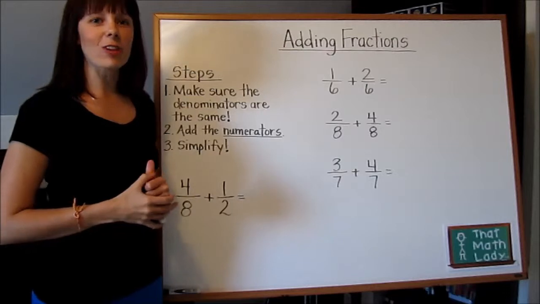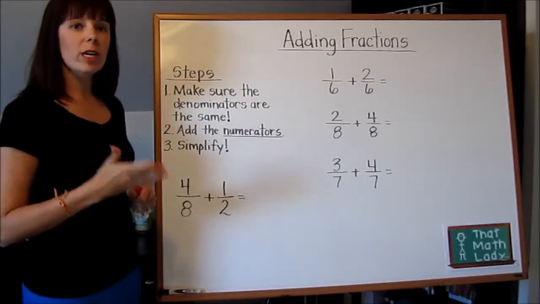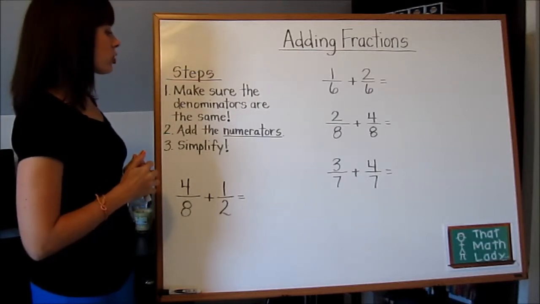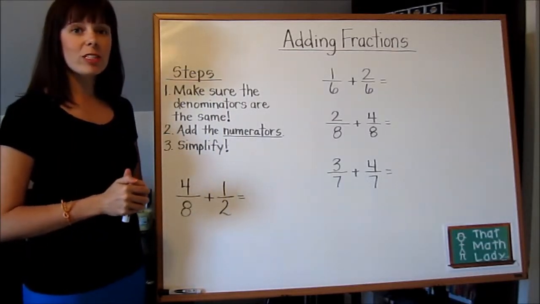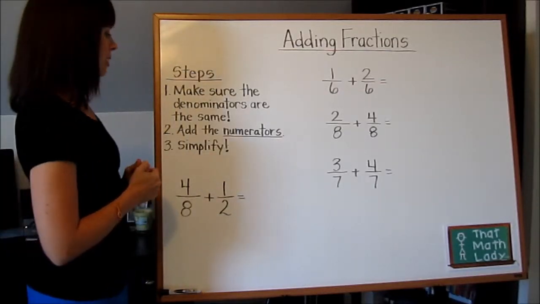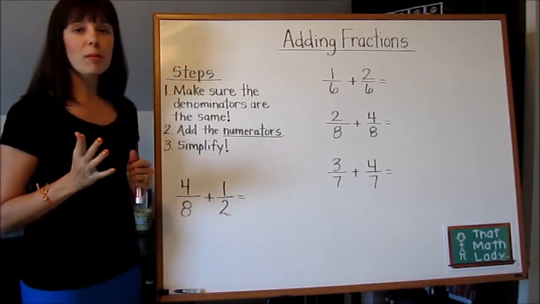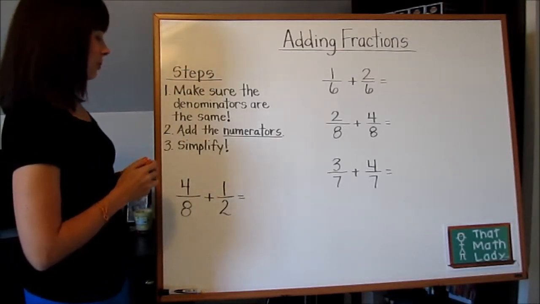Introduction to adding fractions. When adding fractions, there are a couple of steps you need to do every time. The first thing is to make sure that your denominators are the same. If your denominators are different, you're going to have to do something before you get to add your fractions. If your denominators are the same, all you do is add your numerators together and simplify.